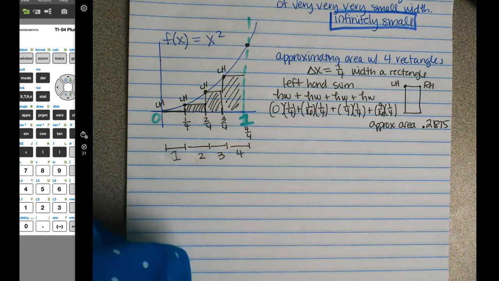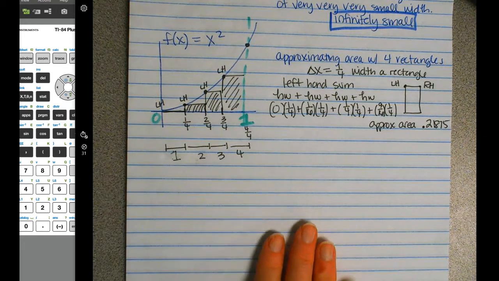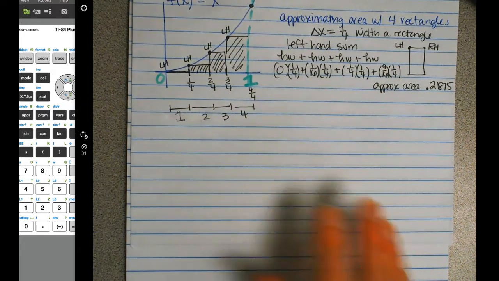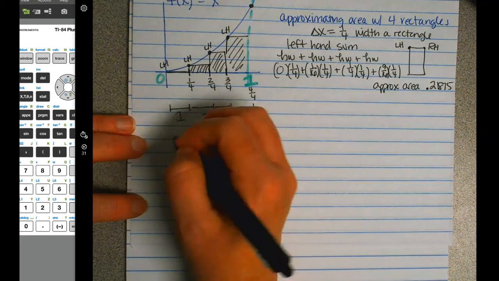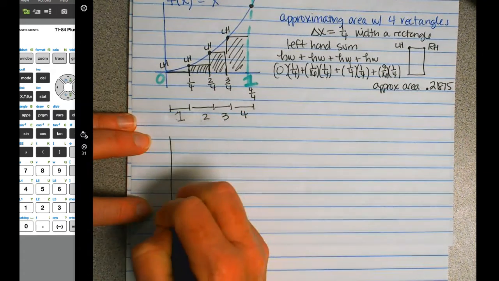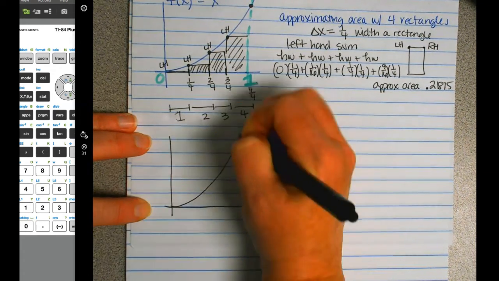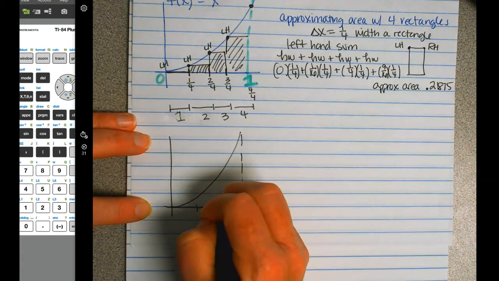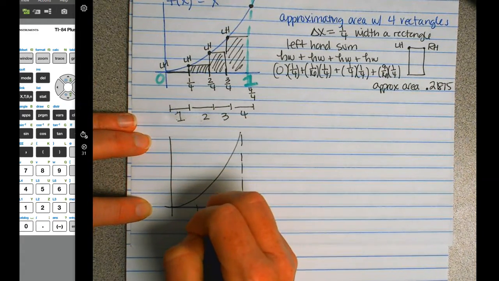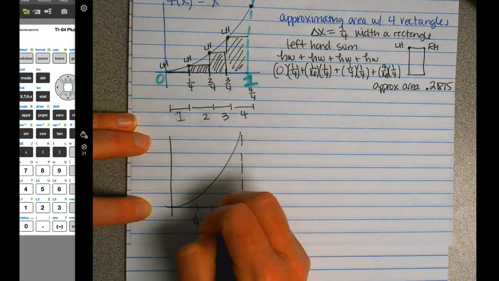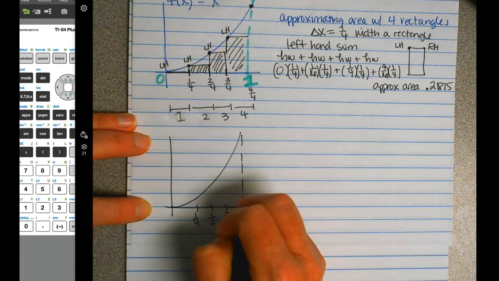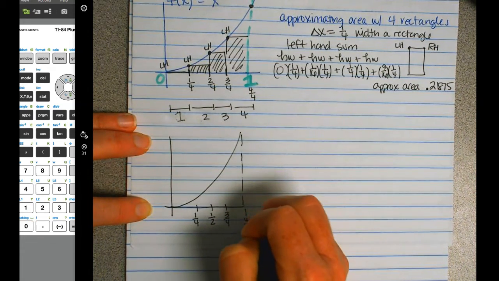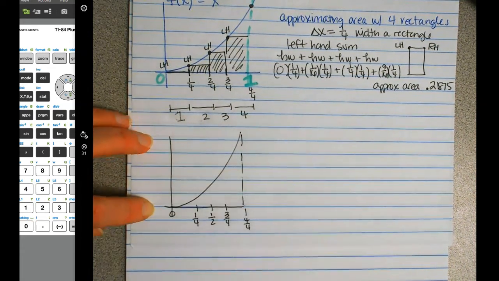Did you follow? Okay, let's do this again, but let's do the right-hand side. I'm going to draw it again so I can draw everything in there. So give yourself a second to draw it out. I've got 1/4. I'll write 1/2 this time. 3/4. 4/4. 1, 2, 3, 4, 0.